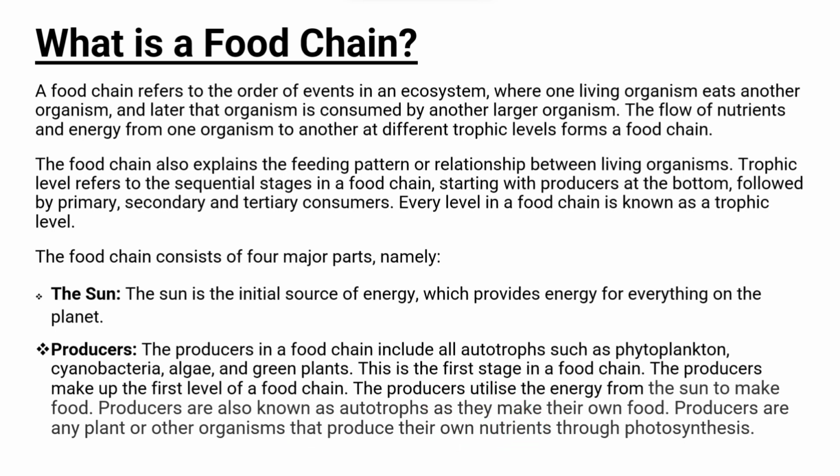2. Producers. The producers in a food chain include all autotrophs such as phytoplankton, cyanobacteria, algae, and green plants. This is the first stage in a food chain. The producers make up the first level of a food chain. The producers utilize the energy from the sun to make food. Producers are also known as autotrophs as they make their own food. Producers are any plant or other organisms that produce their own nutrients through photosynthesis.